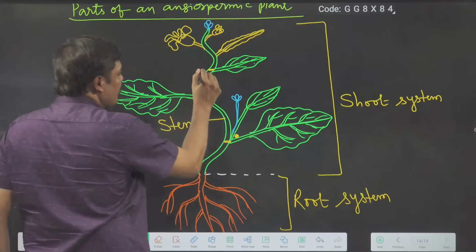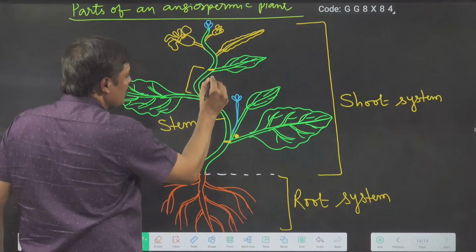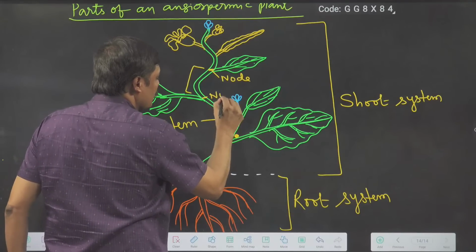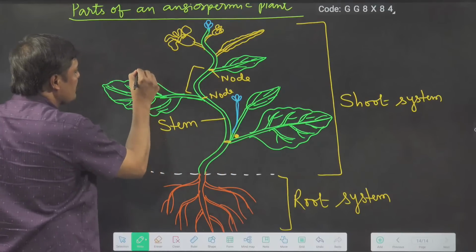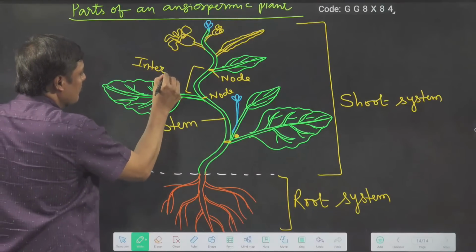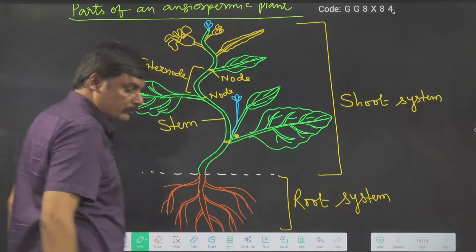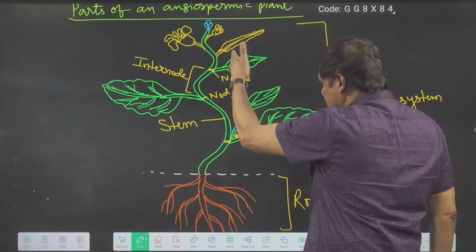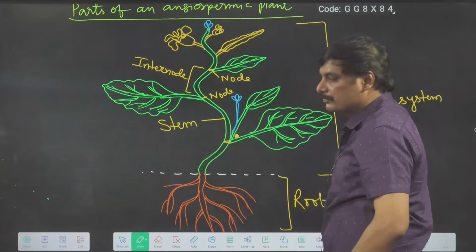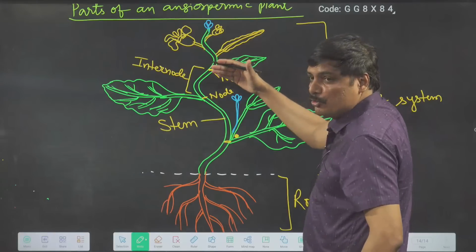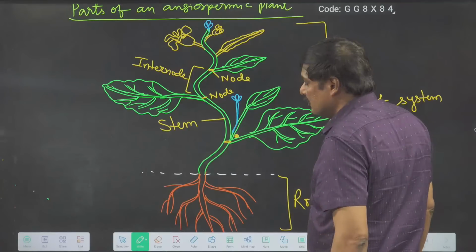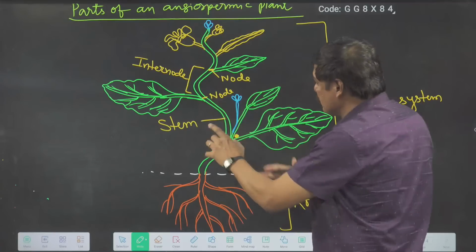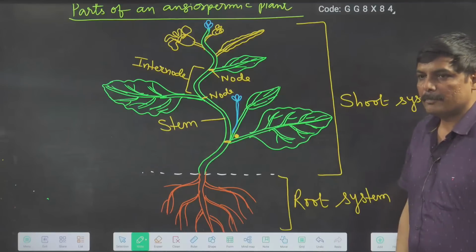And the portion between the two nodes, this is node, this is also node. The portion between the two nodes is called internode. Okay. The main axis of the shoot system is called stem. The stem is divisible into nodes and internodes. A node is a place where a leaf arises. The distance between the two nodes is called internode. Okay.